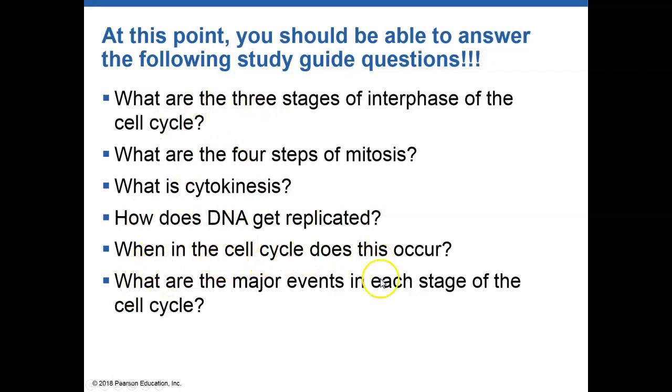When in the cell cycle does DNA replication occur? DNA replication occurs during that S phase of interphase. And what are the major events of each stage of the cell cycle? So what's going on in G1, S, G2, and mitosis: prophase, metaphase, anaphase, and telophase?